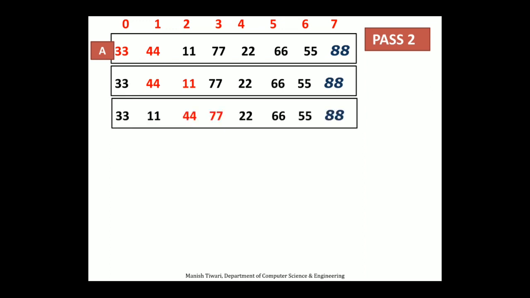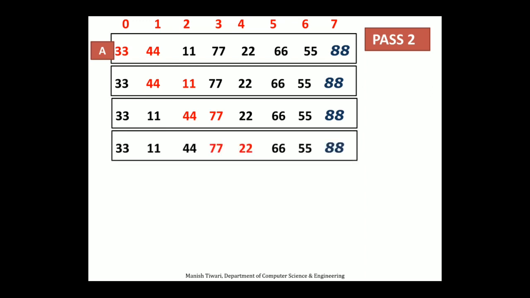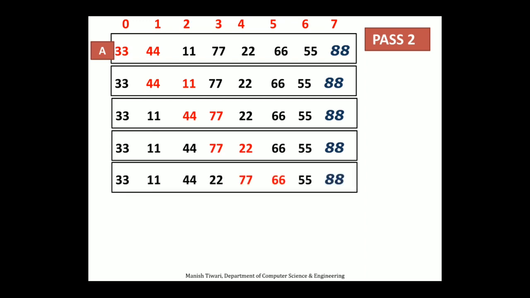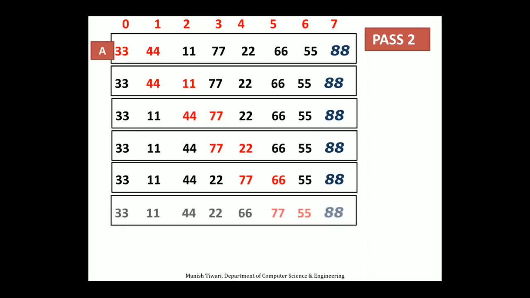Then A2 and A3 will be compared, 44 and 77, and they are in correct order, so no swapping will be there. Then 77 and 22, that is the elements at index 3 and 4, are compared, and swapping will be there since 22 is less than 77. Then A4 and A5 will be compared, and swapping will be there. Then A5 and A6 will be compared, and mind you, this is the last comparison of pass 2.